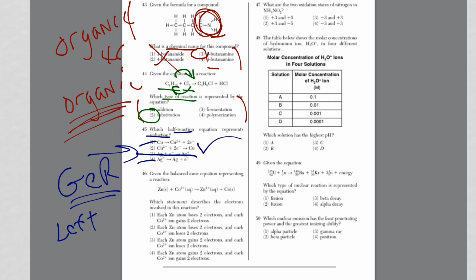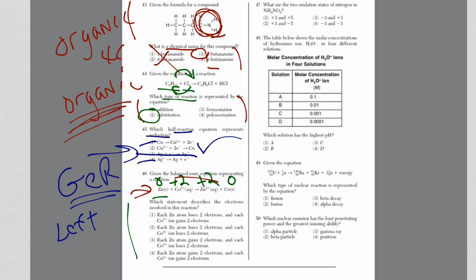Moving to 46, we have a balanced ionic equation here. And here it is. Now this has the spectator ion, the negative ion, taken out. So it's asking us to describe the electrons involved with the reaction. We're starting with zinc as atoms, so the oxidation number is 0. For cobalt, +2, because the ion charge is the oxidation number. Then zinc becomes +2 on the right-hand side, and cobalt as the atoms is 0. So we just need to describe that in words from our choices.